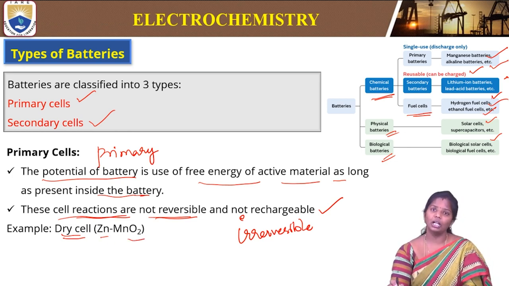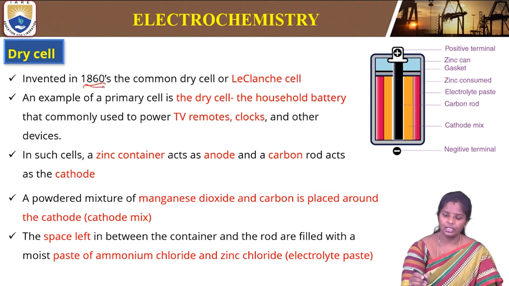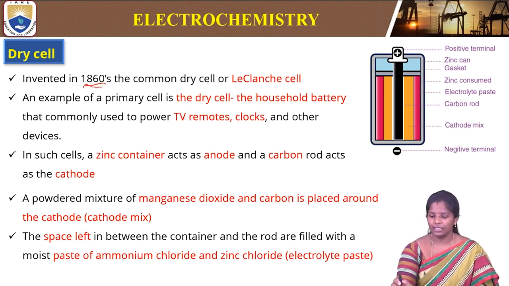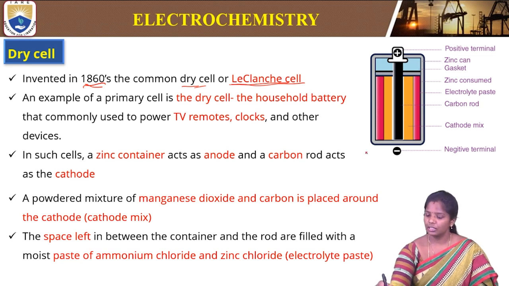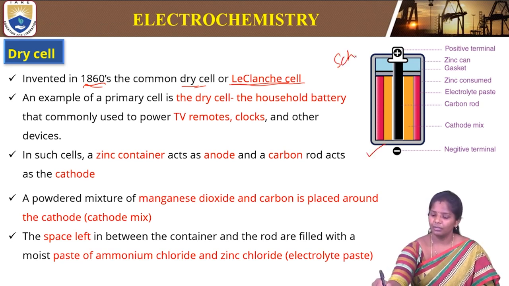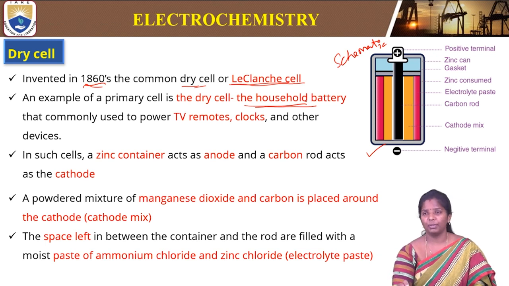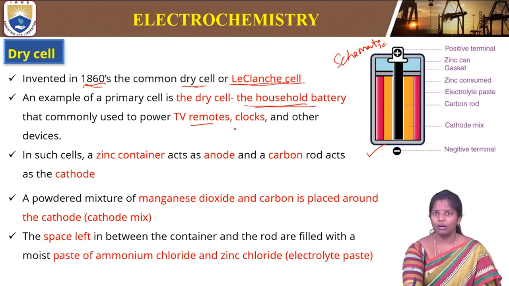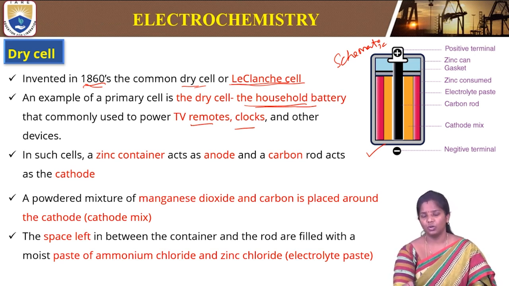We will see in detail how the development happened for the dry cells. Dry cells were invented in the 1860s, and are also called the Leclanche cell. This is the schematic of a dry cell. It is mostly used for household applications like TV remotes, clocks and other devices.